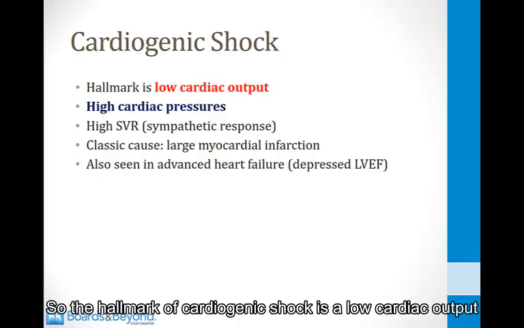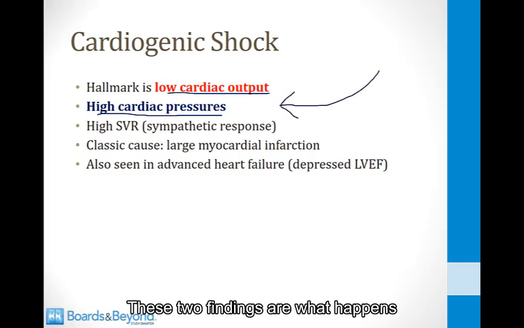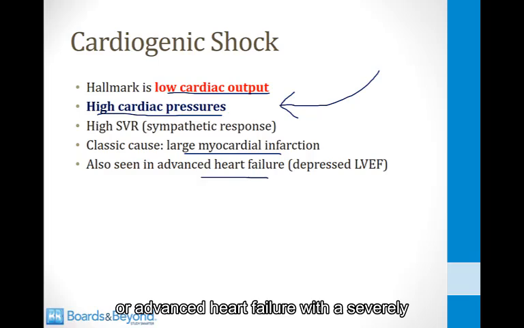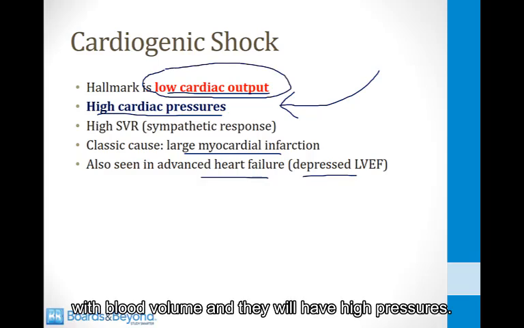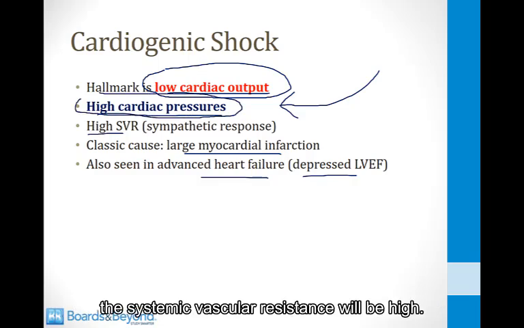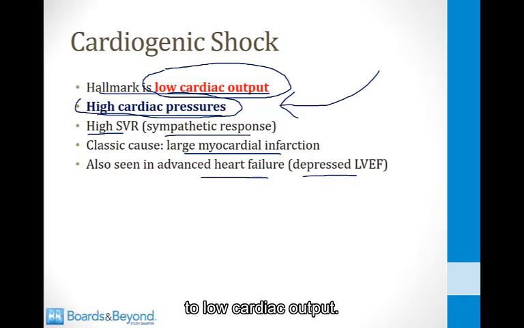So the hallmark of cardiogenic shock is a low cardiac output with high cardiac filling pressures. These two findings are what happens when the left ventricle is not working, such as in cases of a large myocardial infarction or advanced heart failure with a severely depressed left ventricular ejection fraction. In these cases, the cardiac output gets very low. The chambers in the heart fill with blood volume and they will have high pressures. And in addition, the systemic vascular resistance will be high. This is part of the sympathetic nervous system response to low cardiac output.